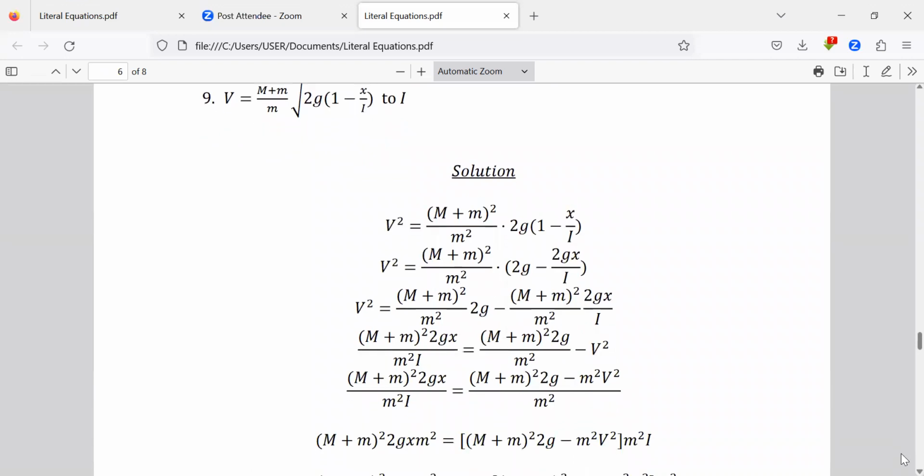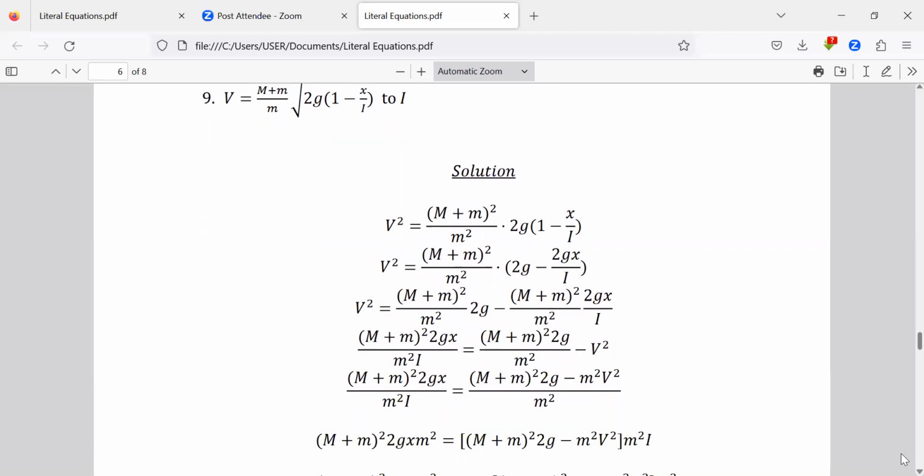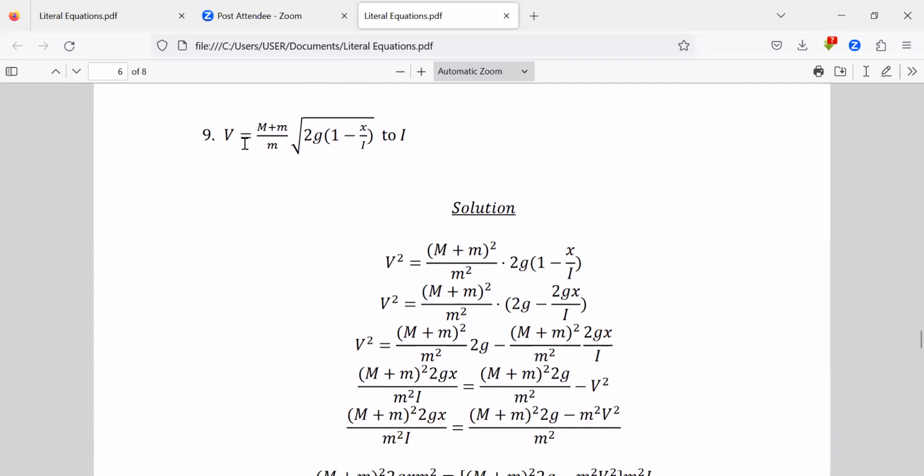If you look at this one, there is a square root involved. And so we need to see how we can also grapple with that. Very, very important. So over here, what we are going to do is that we are going to change the subject from V to our L.